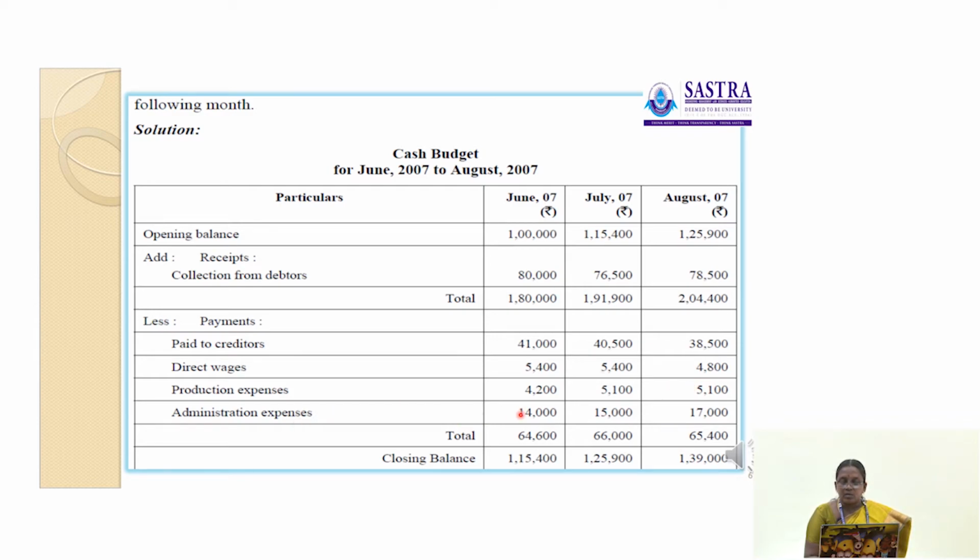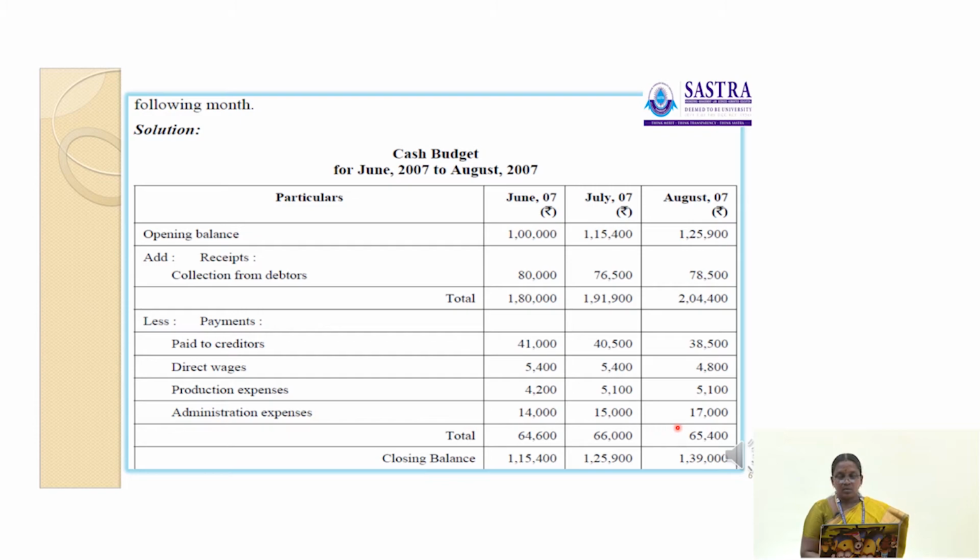So, in the month of May, 14,000, which is paid in the month of June. Then 15,000 in the month of June, which is paid in the month of July. Then 17,000 in the month of July, which is paid in the month of August. So, the total expenses on the whole for the three months: 64,600, here 66,000, here 65,400.